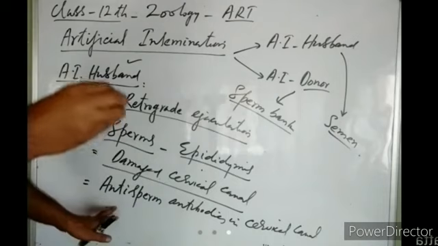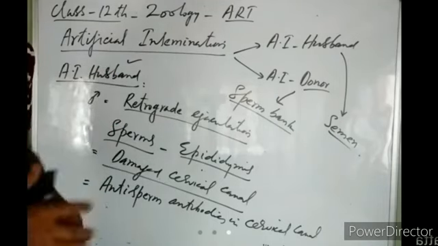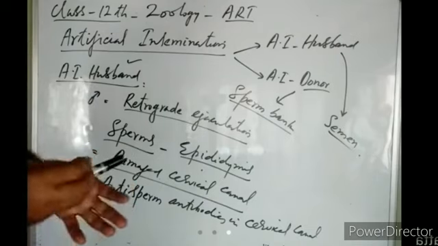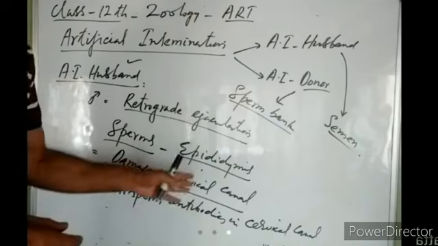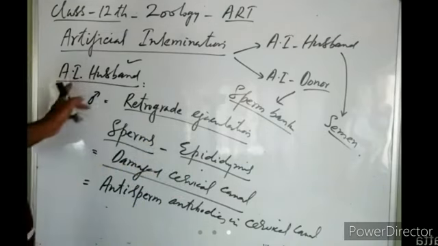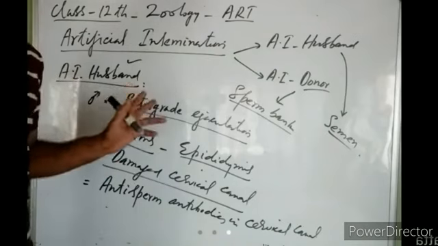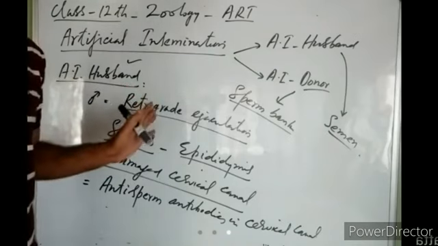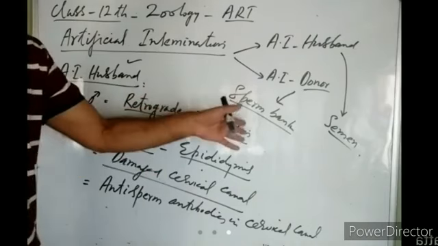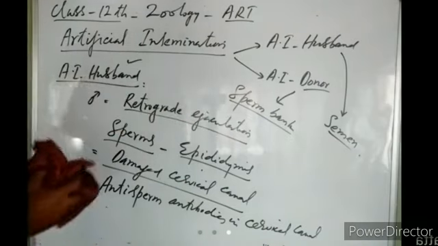In case of anti-sperm antibodies in the cervical canal, semen cannot be deposited in the vagina, right? So semen is collected from the husband, and this semen is directly deposited into the uterus of the female by an artificial method through a delivery tube. So this is known as artificial insemination husband. In artificial insemination husband, the husband's semen is used and it is artificially introduced into the body of the female partner. Then there is artificial insemination donor.